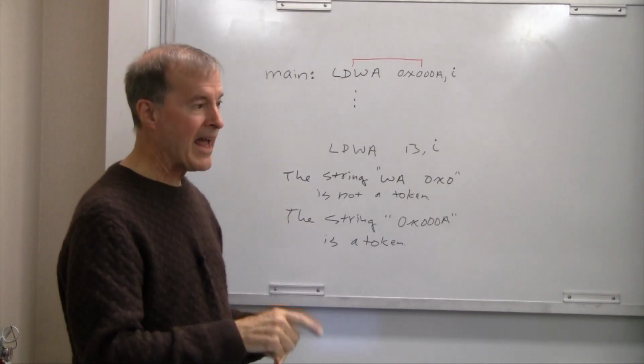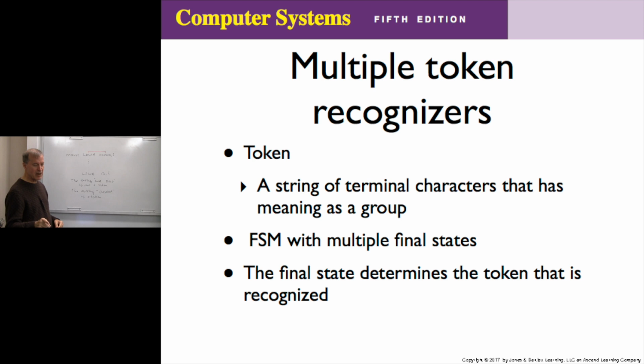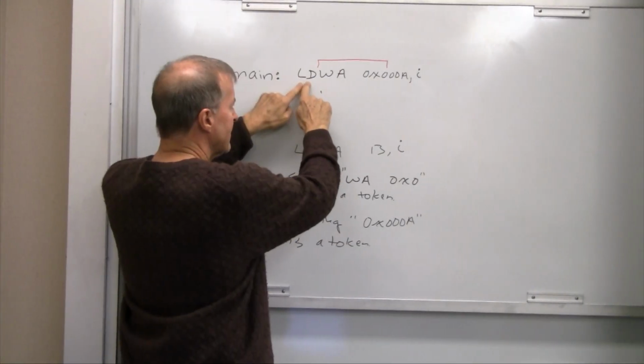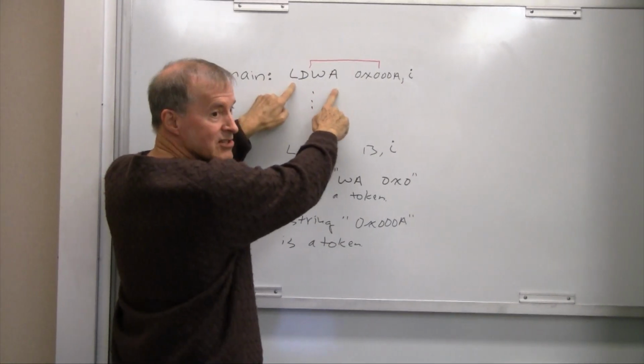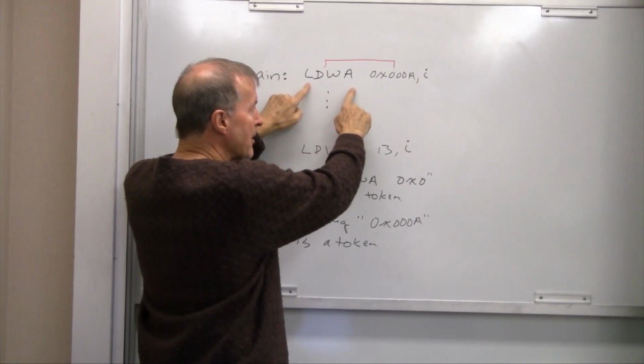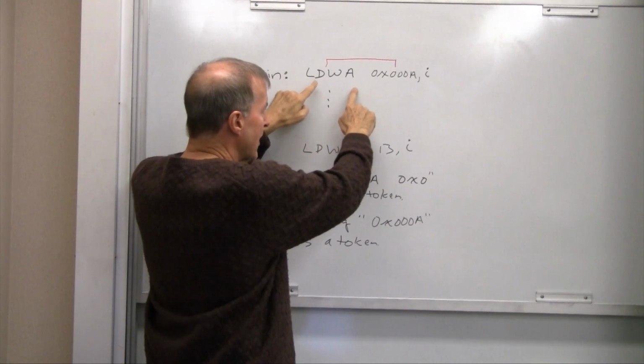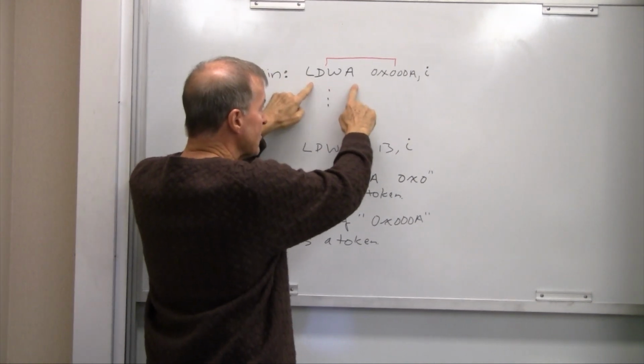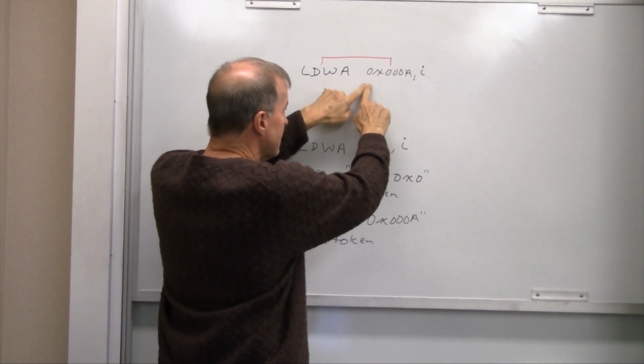All right. Now, what's this topic? Multiple token recognizers. Now watch this. Suppose that you're here. Suppose that you just scanned this LDWA and you figured out that that's a token. And then what's coming up, what do you know should come up next? I mean, what could come up next after this token? What could come up next?